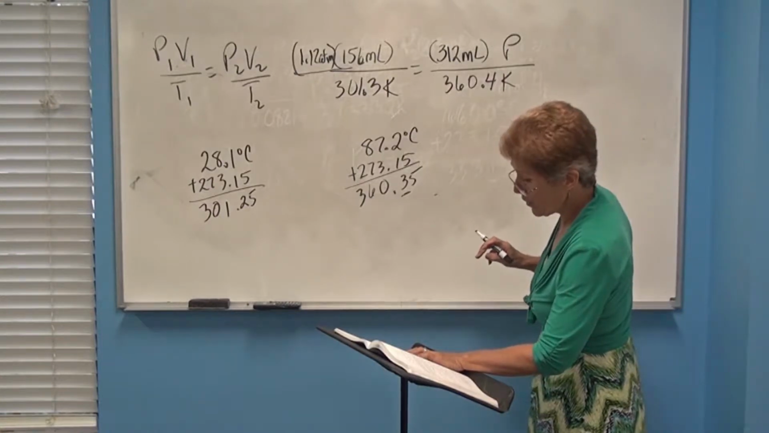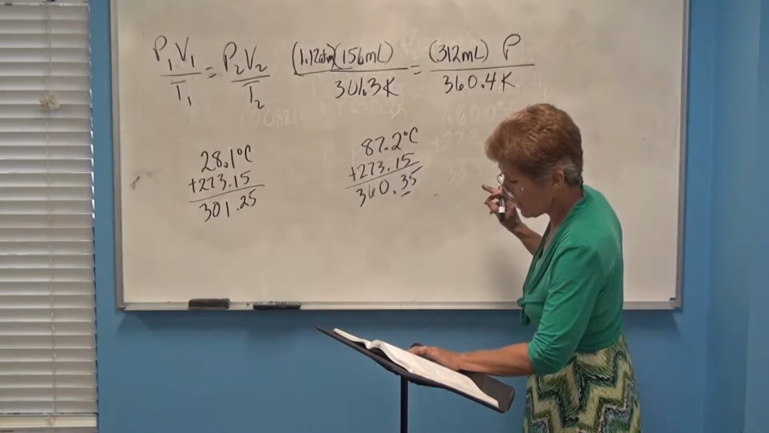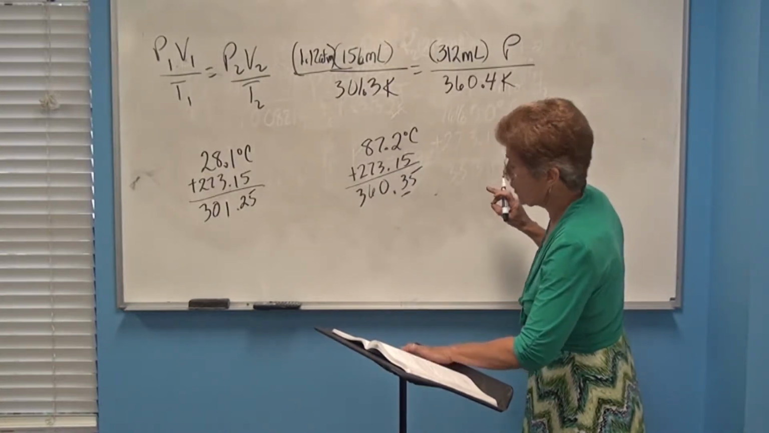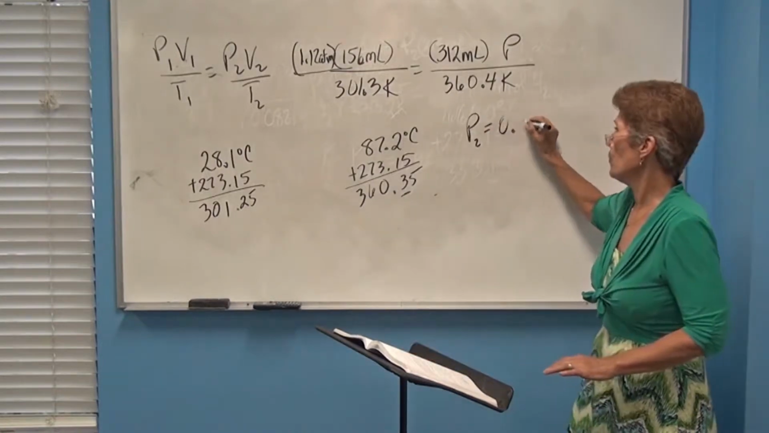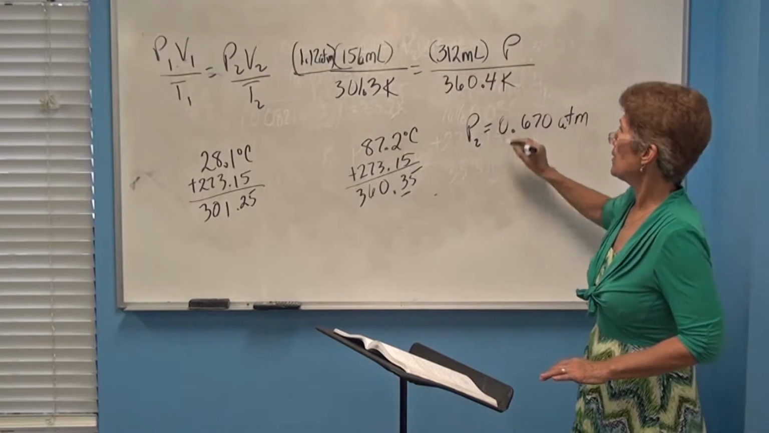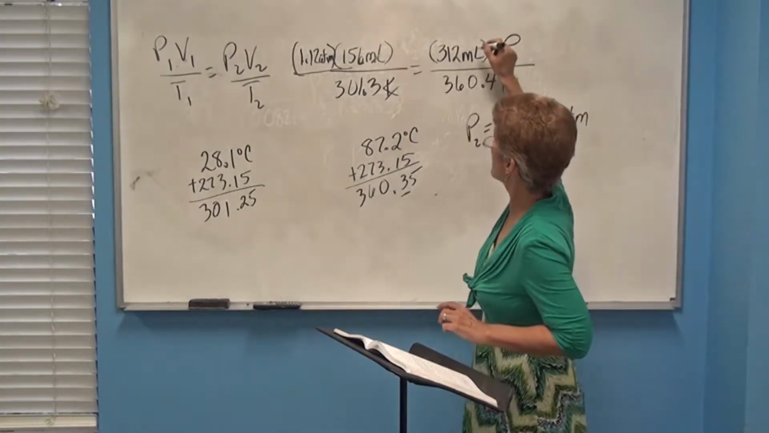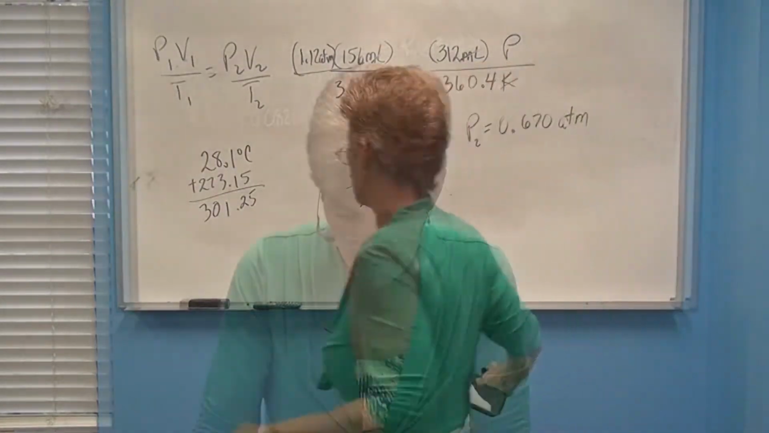So we end up with, I'm just going to check it. Yes, divided by that and that. Good. This is going to give us 3 significant figures. The new pressure is 0.670 atmospheres. Because the Kelvin will cancel, the mils will cancel, and you'll be left with the atmospheres. So that would be your answer.